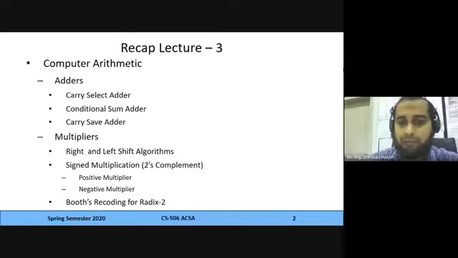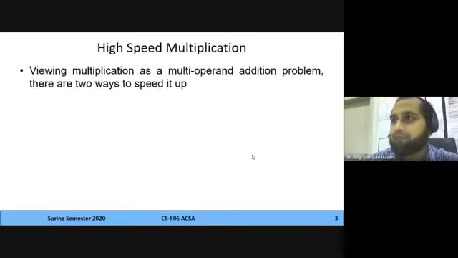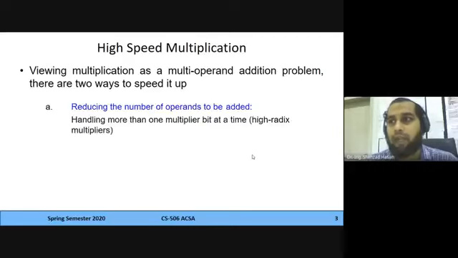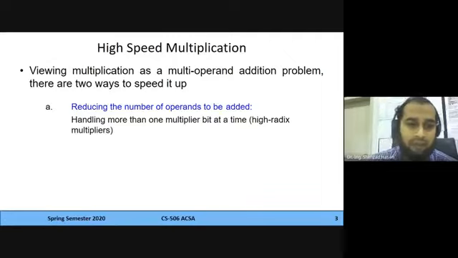Today we are going to start with high speed multiplication, how to improve the time of multiplication. If you view multiplication as a multi-operand addition problem, there can be two ways to speed it up. One way is to reduce the number of operands. You can do that by handling more than one multiplier bit at a time.